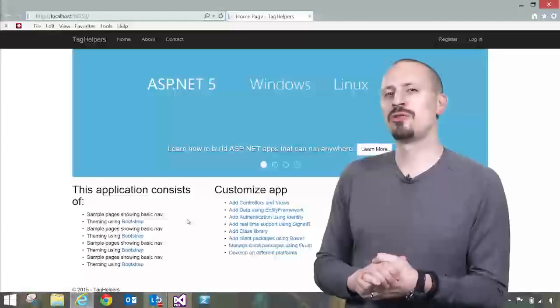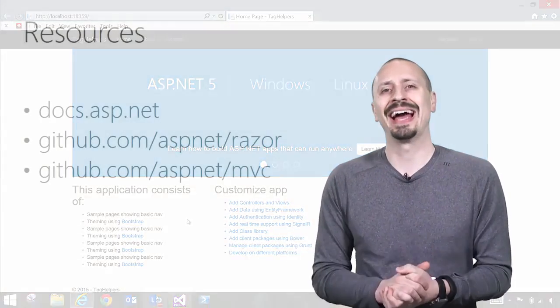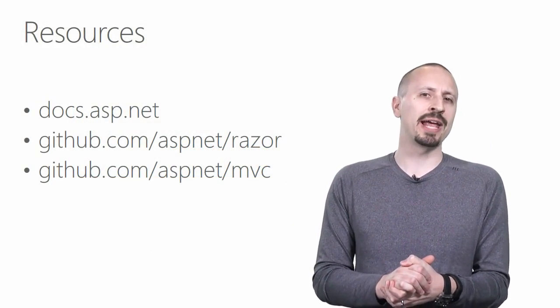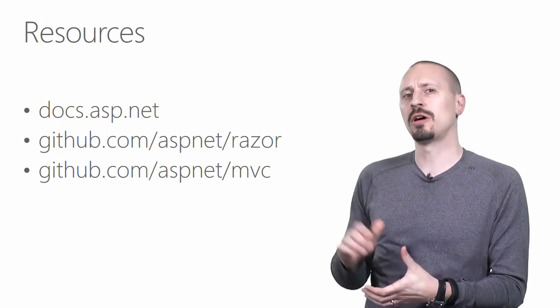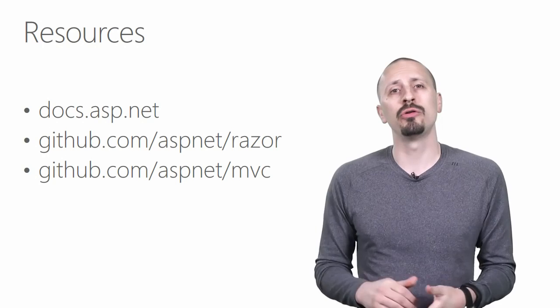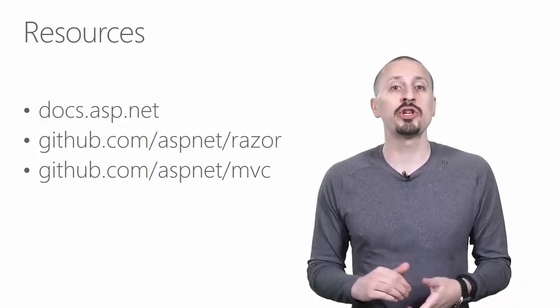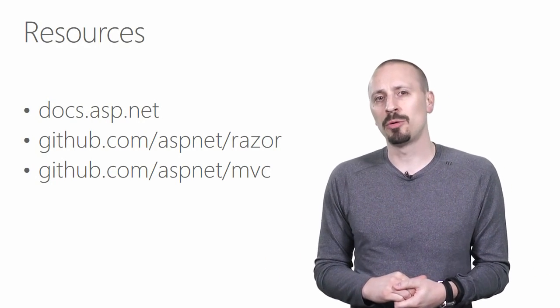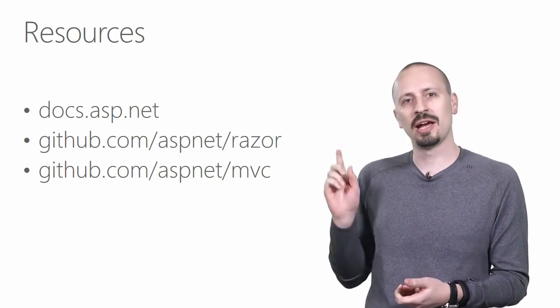So that was a quick introduction to tag helpers. To learn more about tag helpers, you can hit the ASP.NET documentation site at docs.asp.net, and you can look at the source for the tag helpers that we include in MVC, or log issues on those if you have them, on our GitHub repositories for Razor and MVC at these addresses here.